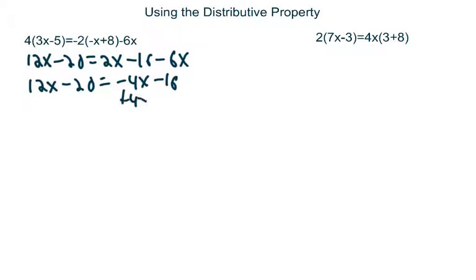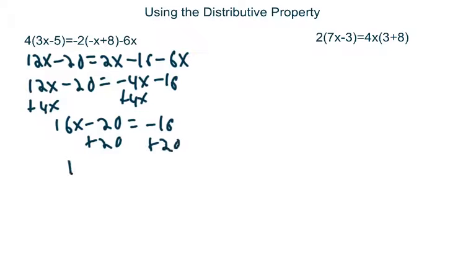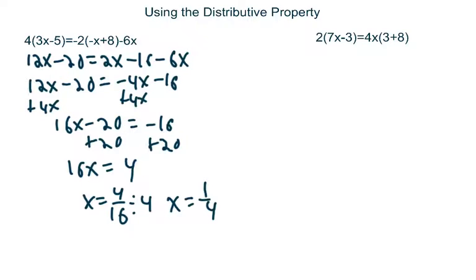Add 4x to both sides. 16x minus 20 equals negative 16. Add 20 to both sides. 16x equals 4. X would be 4 over 16. You can simplify that by dividing by 4. So it will be x equals 1/4.